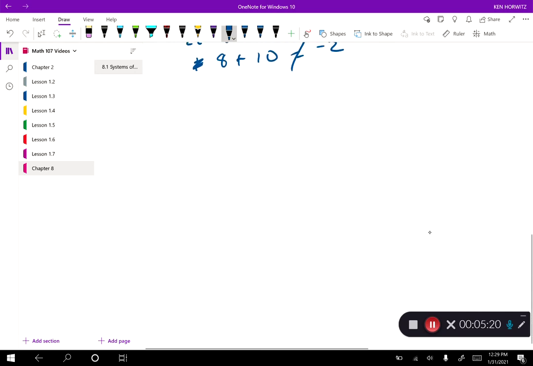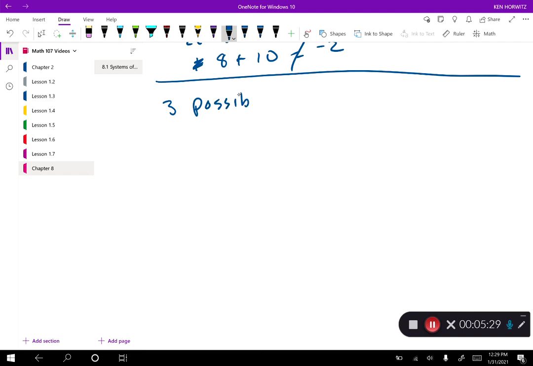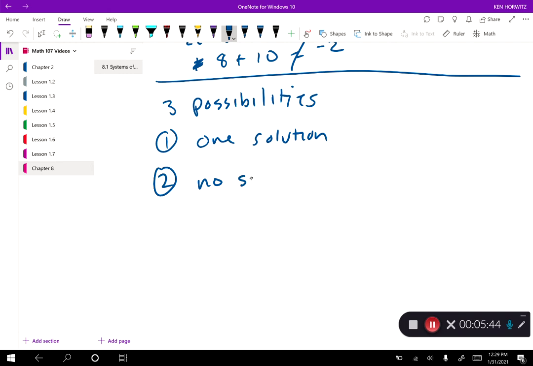All right. So when you have a system of equations, there are three potential possibilities for your answers. You could have one solution. You could have no solution. All right, so one solution means that, remember, linear equations graph as a line. So if the two lines cross once, then that particular point is common to both lines.